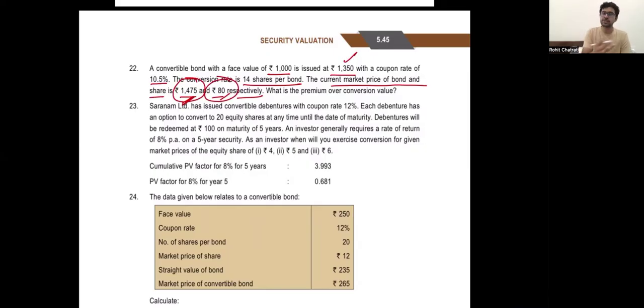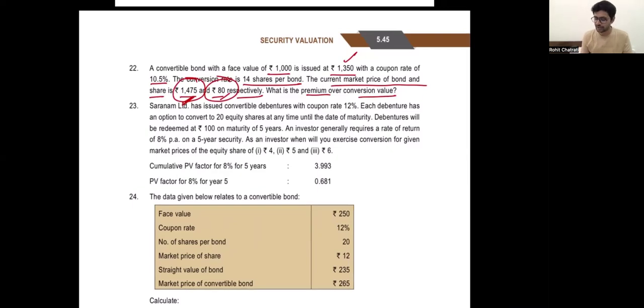That is going to be an absurd comparison. If you rightly want to compare, it should be 1475 with 14 shares of market value. You should be comparing the market value of one convertible bond with the market value of 14 shares. The question is, what is the premium over conversion value?